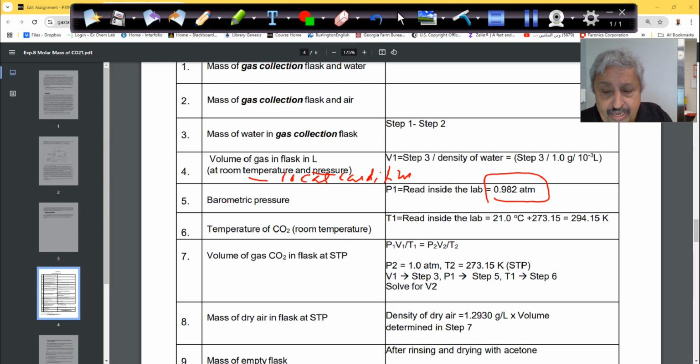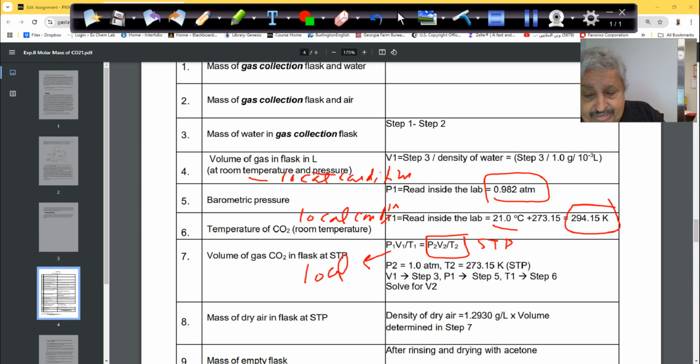So then the room temperature, you can measure the room temperature. That's local condition. Okay, so it said 21, so it's given to you, the local one. The STP is given to you, this is STP here, and this one here is local. So from there, I can get the V2 at STP, correct? Now, we have to get the mass of the dry air in the flask at STP.